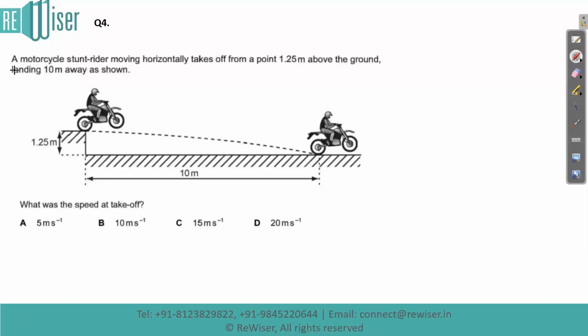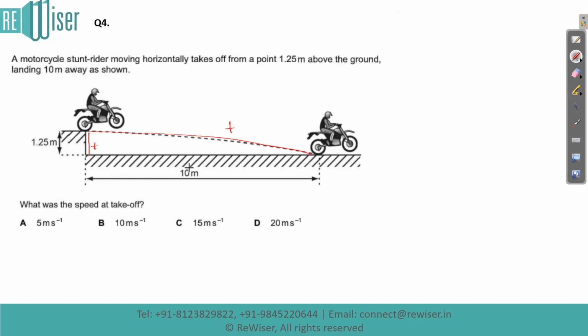Hello, as you can see in this question, it is asked: a motorcycle stunt rider moving horizontally takes off from a point 1.25 meter above the ground, landing 10 meter away as shown. This is 10 meter, this is 1.25 meter. This can be looked at as half projectile motion. So we know the time taken to fall from this height is equal to the time taken in this path.